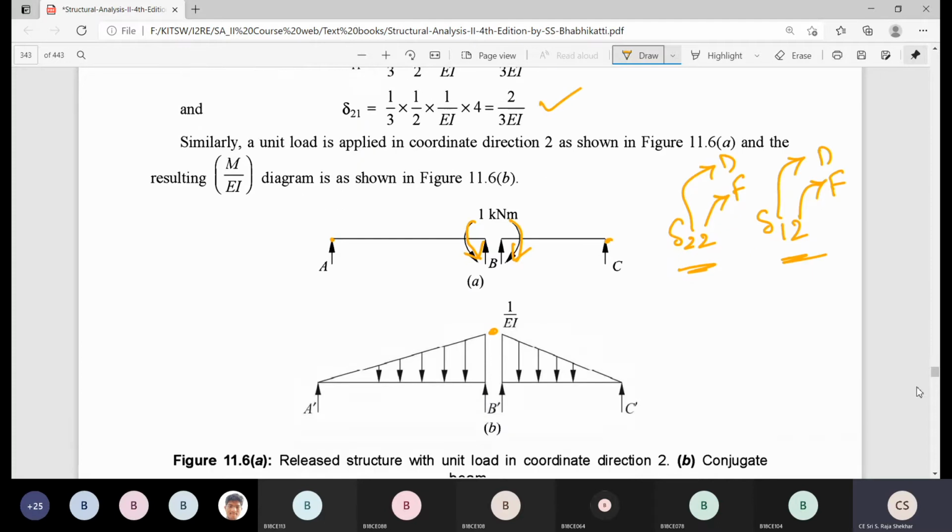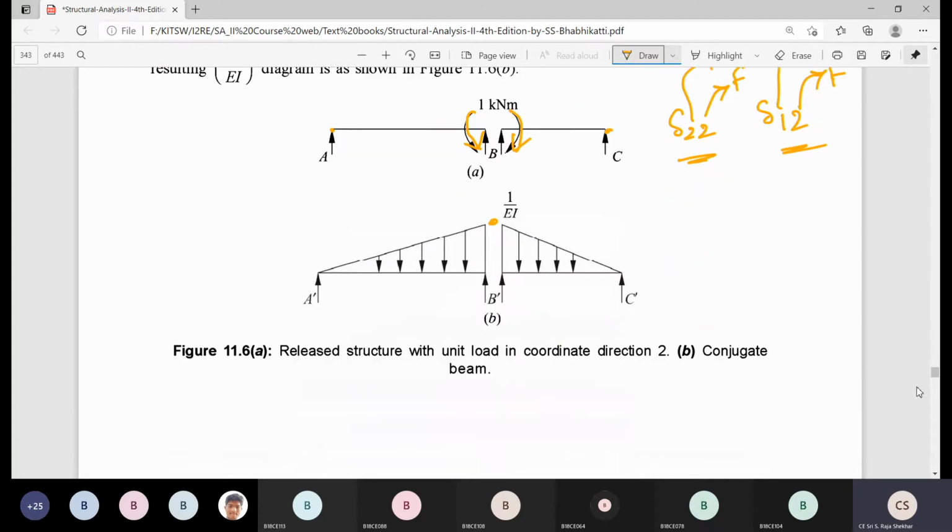This will be the conjugate beam. If this is the conjugate beam, we apply a unit force at coordinate direction 2. So now how to calculate delta 2 2? Delta 2 2 is here, and delta 1 2 is here.